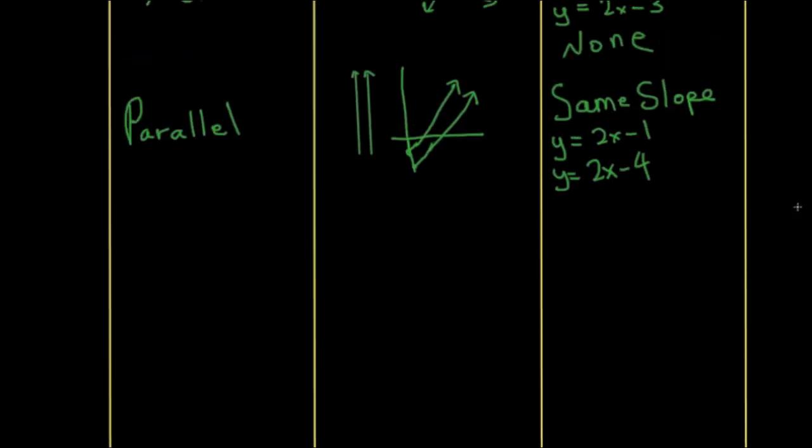Now let's move on to perpendicular lines. Perpendicular lines are lines that intersect to form right angles. So you can have one like that and one like that. So they intersect and they have a right angle formed over there. So that's what perpendicular lines are.